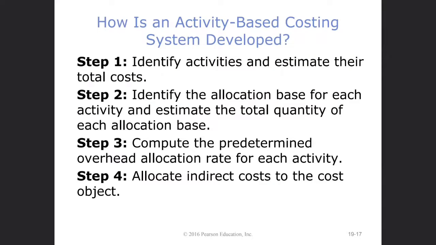So how is an activity-based costing system developed? First, we're going to identify the activities and estimate their total cost. We want to identify the allocation base for each activity and estimate the total quantity of each allocation base. We want to compute the predetermined overhead allocation rate for each activity and allocate indirect cost to the cost object.